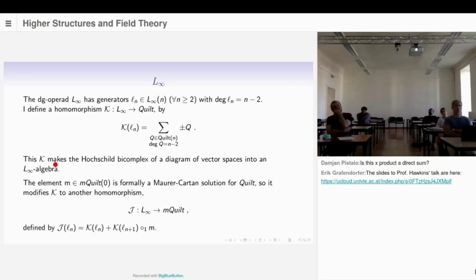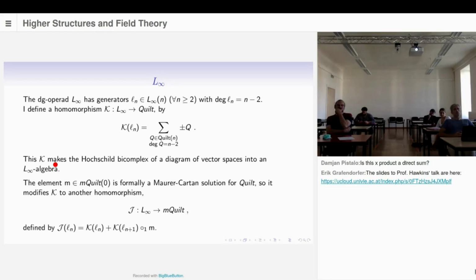So I called the first morphism K. This morphism is J from L infinity to Quilt. And the formula is pretty simple in terms of the previous one. J of Ln is just K of Ln plus K of Ln plus 1 composed with M. In principle, this is a simpler special case of a more general thing, which would basically be an exponential series. You would have more and more m's composed and dividing by factorials. But the higher terms are all 0 in this case, so it simply has these two terms.